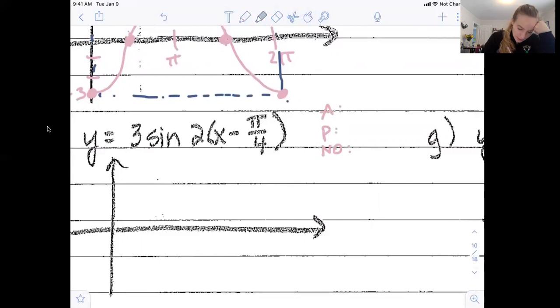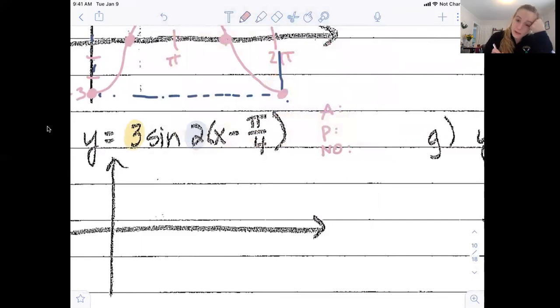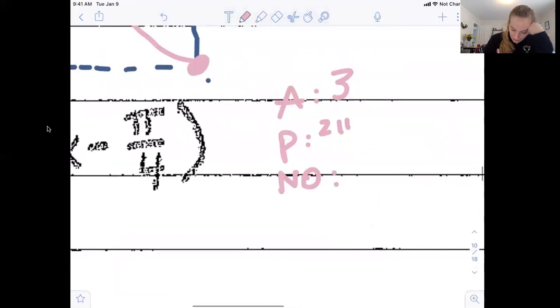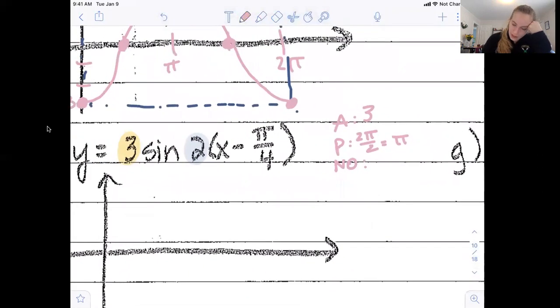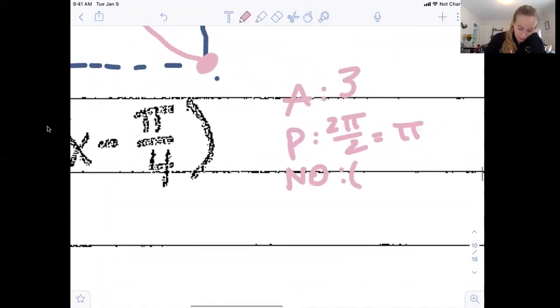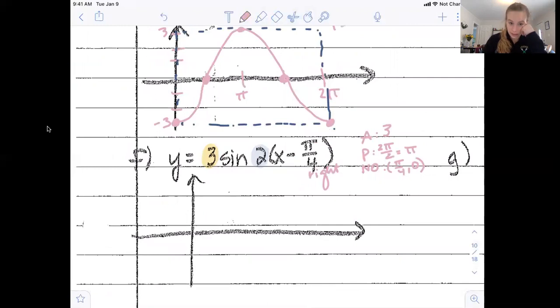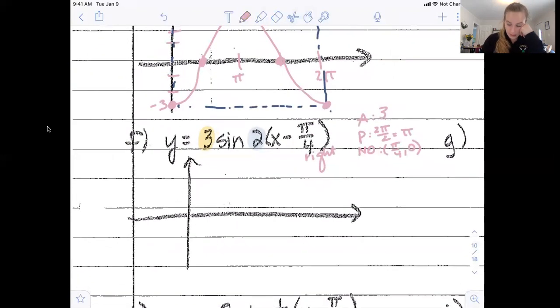I've got my amplitude is 3. The number that affects the period is 2. So amplitude is 3. Period is gonna be 2 pi divided by 2, which is just pi. And then my new origin means I'm shifting it over pi over 4 units. Since it says negative, that means I'm going right. So it's going to be pi over 4 comma 0 is my new 0, 0 point. We're going to look at what that looks like in a second.